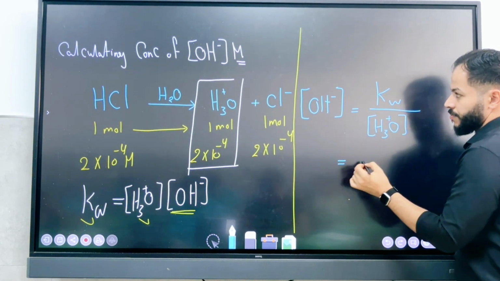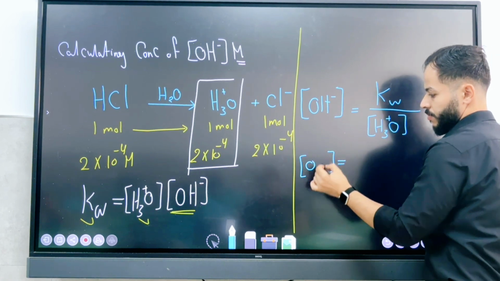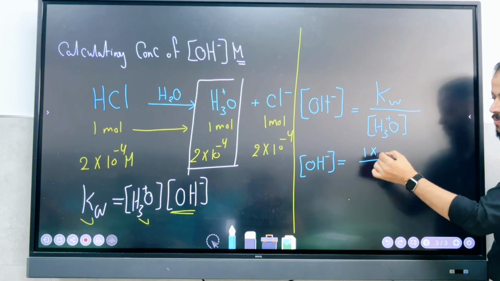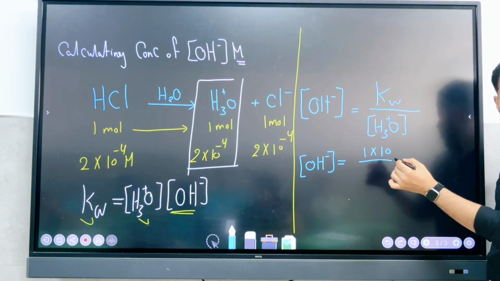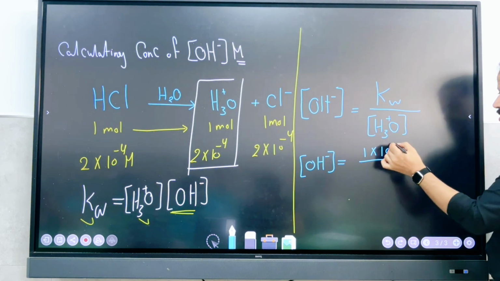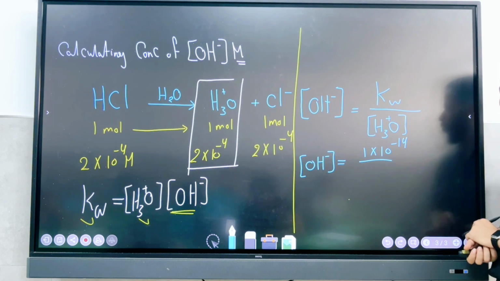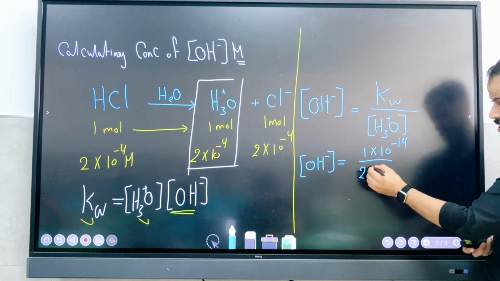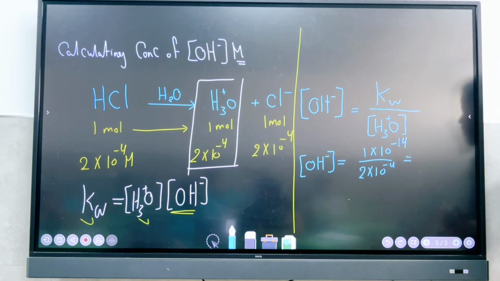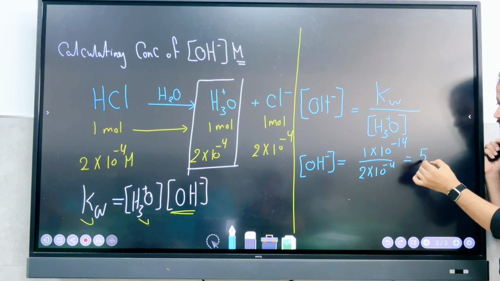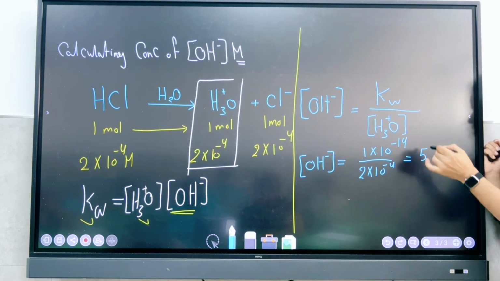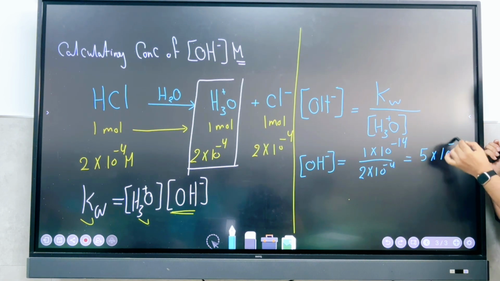So it's equal, Omar, 1 times 10 to the power negative 14, over 2 times 10 to the power negative 4. And this gives us 1 over 2, 0.5; negative 14 minus negative 4 is negative 10, and adjusting the decimal, 5 times 10 to the power negative 11.